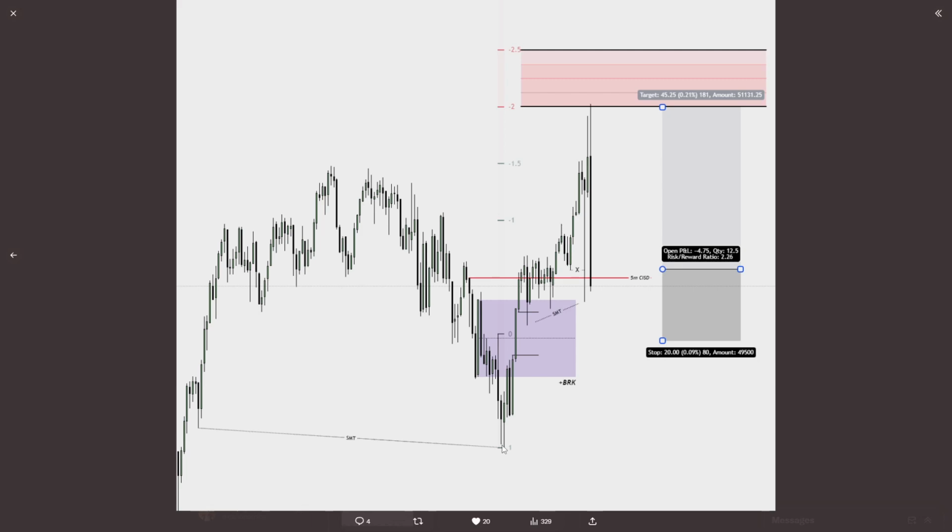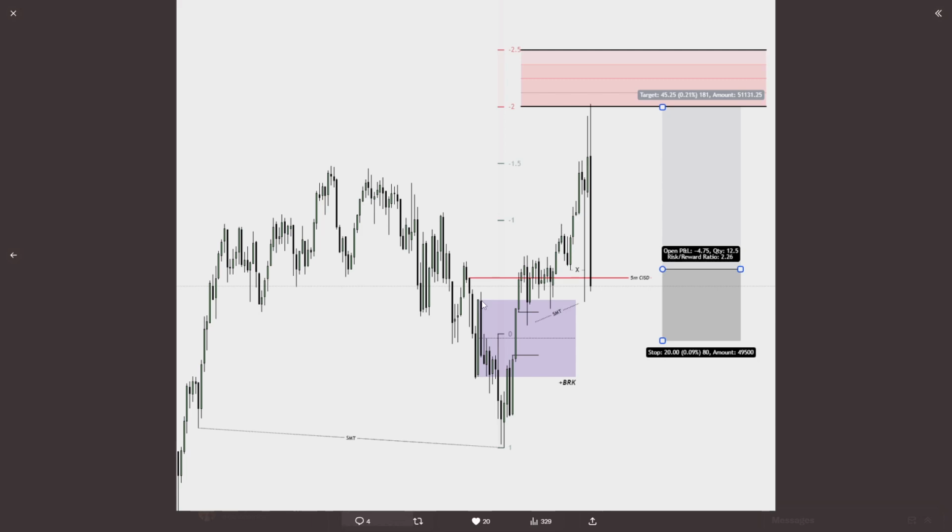From this hourly BISI, we had SMTs after sweeping these lows, while NQ didn't, or ES didn't. After we swept these lows, we came back above. We had this change state delivery, this 5-minute change state delivery, and we also had this breaker.